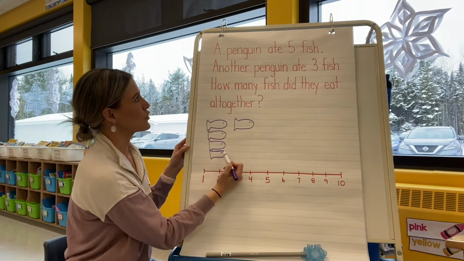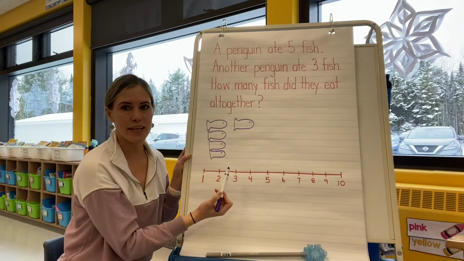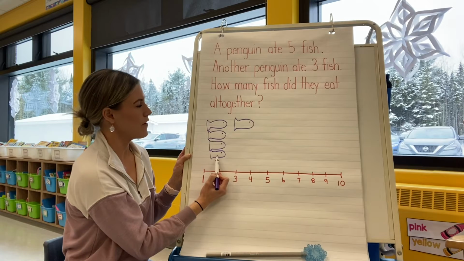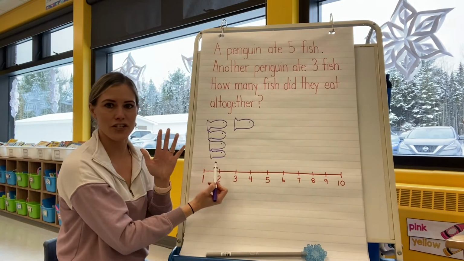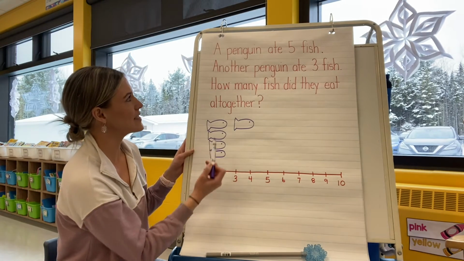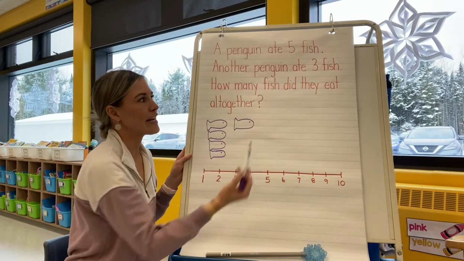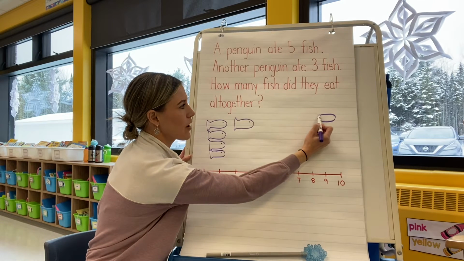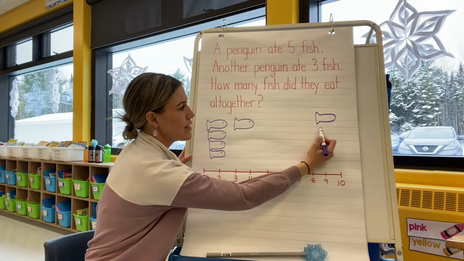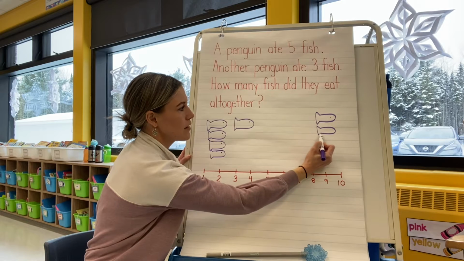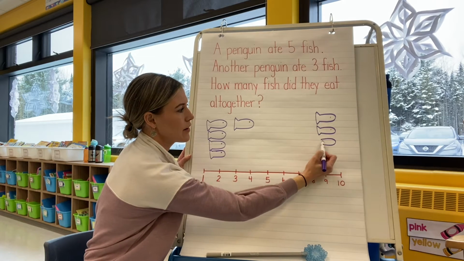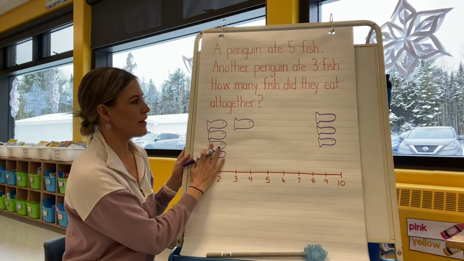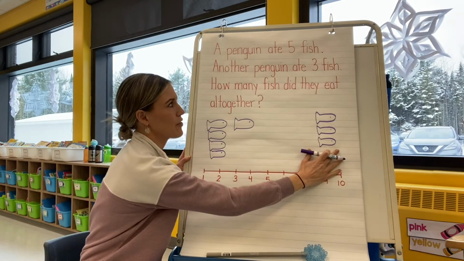All right, so in this group, the first penguin ate 5. Let's count again just to double check. 1, 2, 3, 4, 5. So I have the first 5 fish that the penguin ate. Next it says, another penguin ate 3 fish. So over here, I'm going to draw 1, 2, 3 fish. So one penguin ate 5, another penguin ate 3.